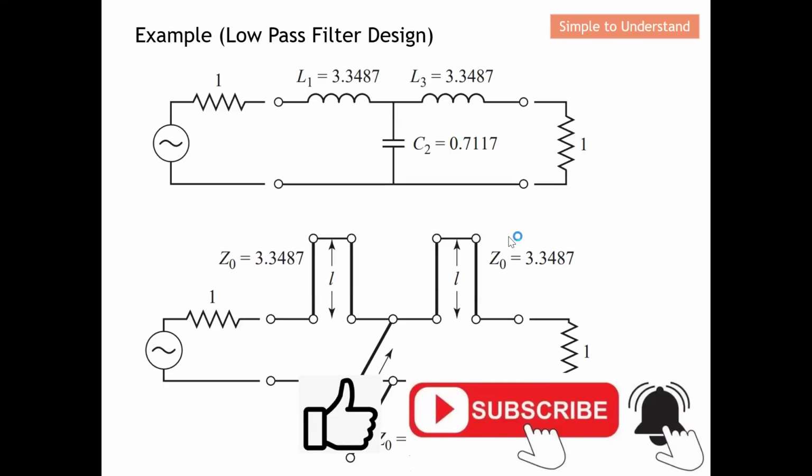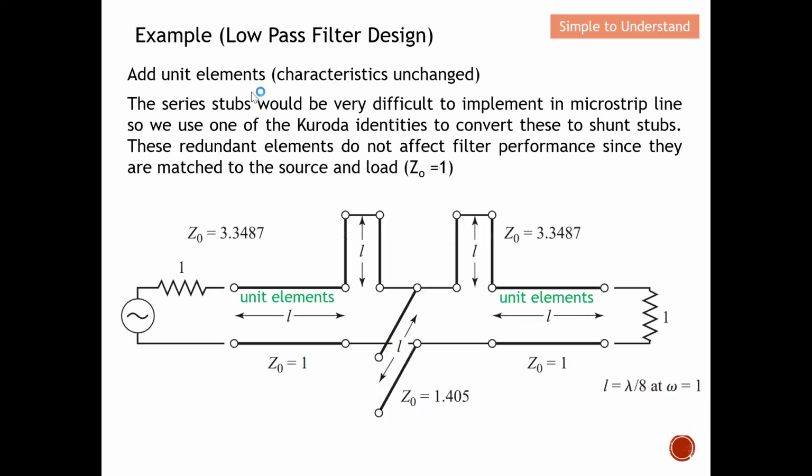Let's come back to the discussion. As I mentioned earlier on, this series stub may have some issue to implement on microstrip line. So I need to convert them into a shunt stub here. What I need to do is implement this Kuroda identity. The key purpose of Kuroda identity is to add the unit element. This is the unit element that I add at the end of the filter here.